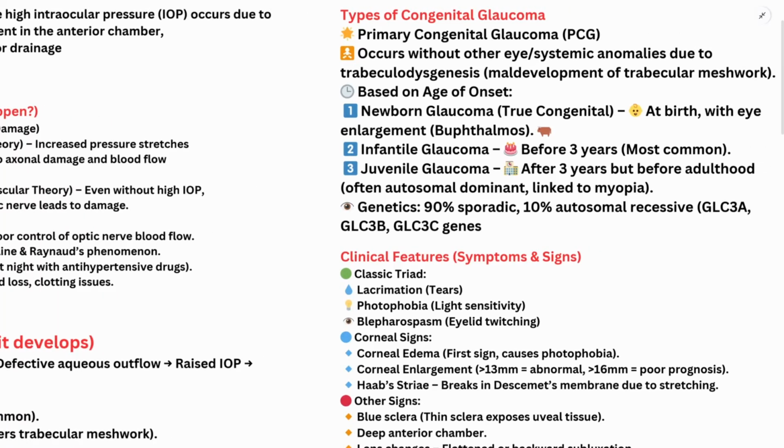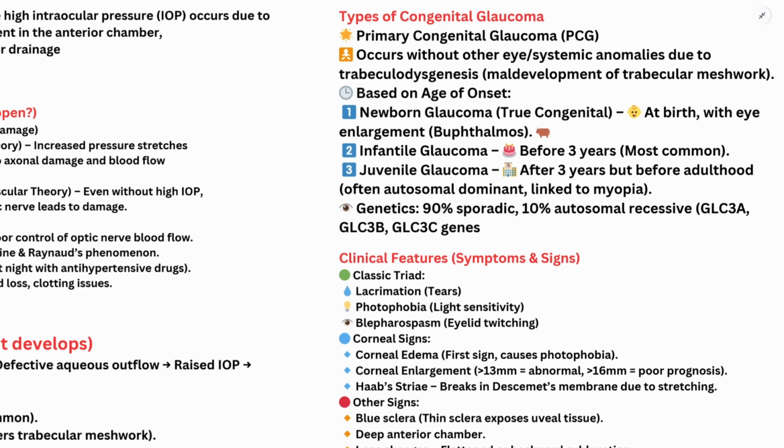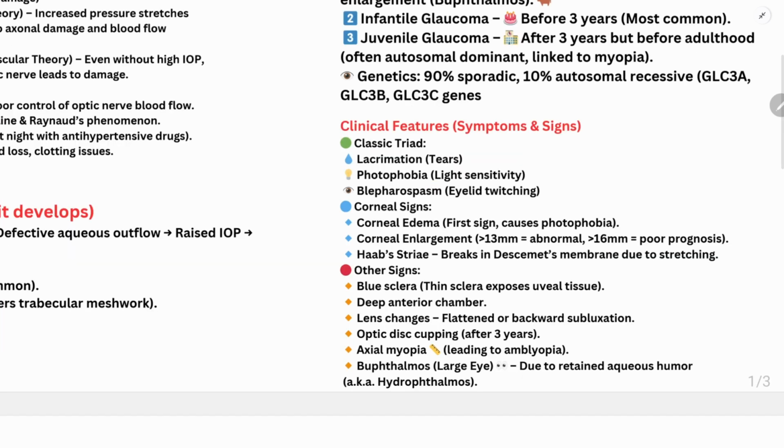Next one, types of congenital glaucoma. It is divided based on age. For example, newborn glaucoma at birth, where you will see ophthalmos, like eye enlargement. Second one, infantile glaucoma before 3 years, and juvenile glaucoma after 3 years but before adulthood. Okay? And clinical features, you will see the classic triad: lacrimation, photophobia and blepharospasm.